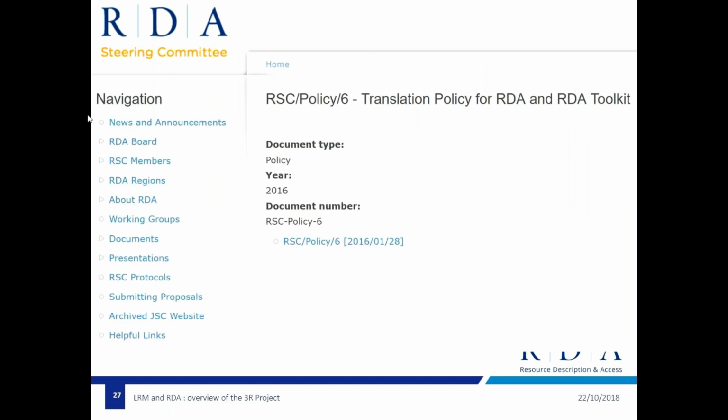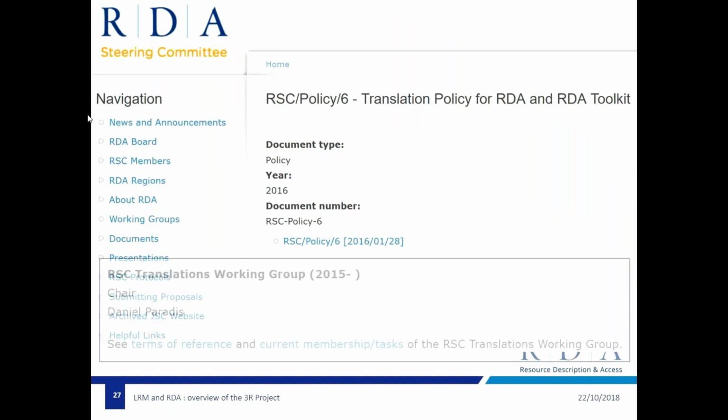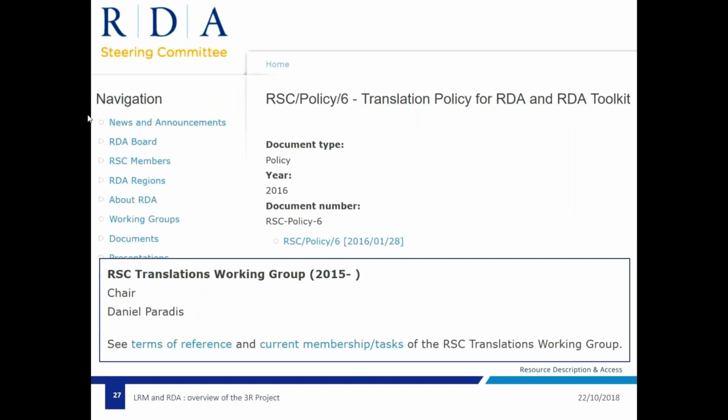We have a policy for languages. You can look it up. It's on the Steering Committee's website. And most importantly, the chair of the translations working group is our very own Daniel Paradis, and he's doing a great job.